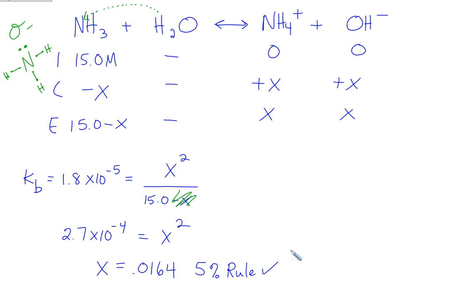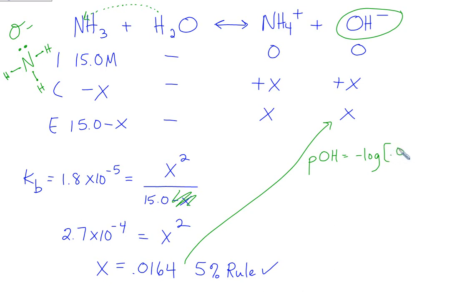Okay, so you have a couple options here. Option number 1, x is the hydroxide concentration. So you could do this. You could go pOH is the opposite log of 0.0164 molar hydroxide. You could do that. Get a pOH of 1.79. All right, that would be legit, 1.79.